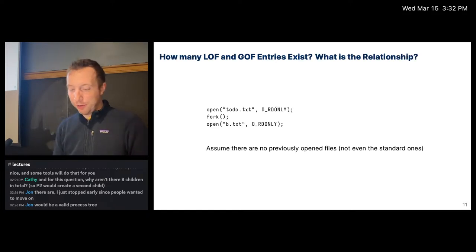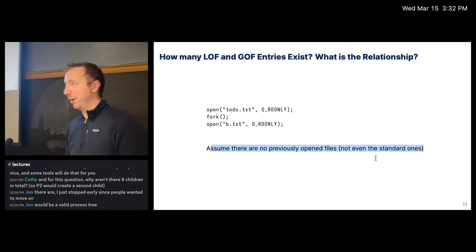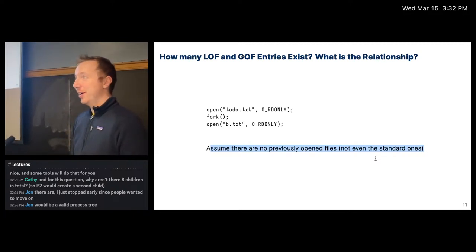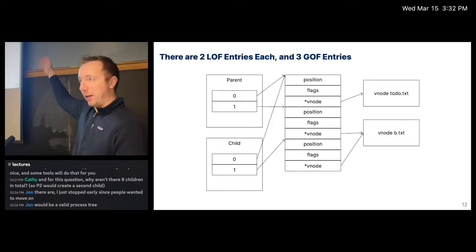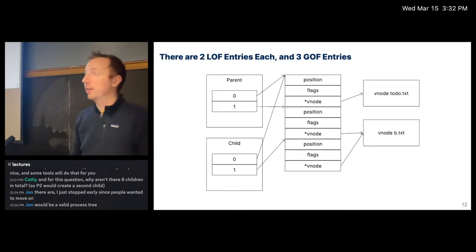Yeah, so 0, 1, and 2 are usually taken, but I said here, assume there's no previously opened files, not even the standard ones. So this would be a bit weird, but usually 0, 1, and 2 would be taken, so it'd be the same thing. I just didn't want to write three extra things here.